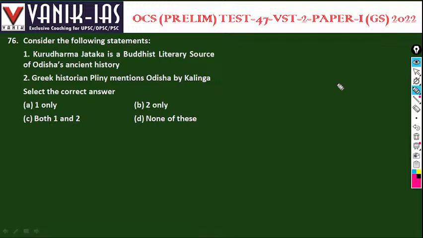Guru Dharma Jataka is a Buddhist literary source of Odisha ancient history. The Greek historian Pliny mentions Odisha as Kalinga. Which of the following statements are correct? Pliny mentions Odisha as Kalinga. This is also right. Guru Dharma Jataka is a Buddhist literary source. Jataka means Buddhist, which is also right. Both the statements are right.